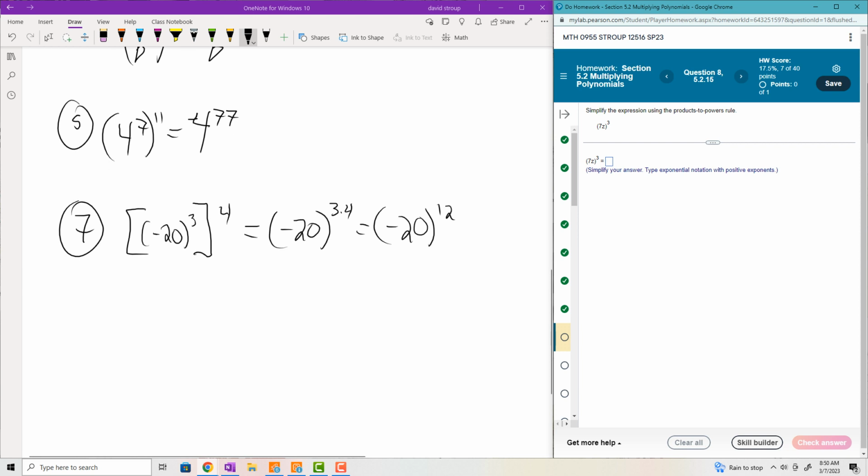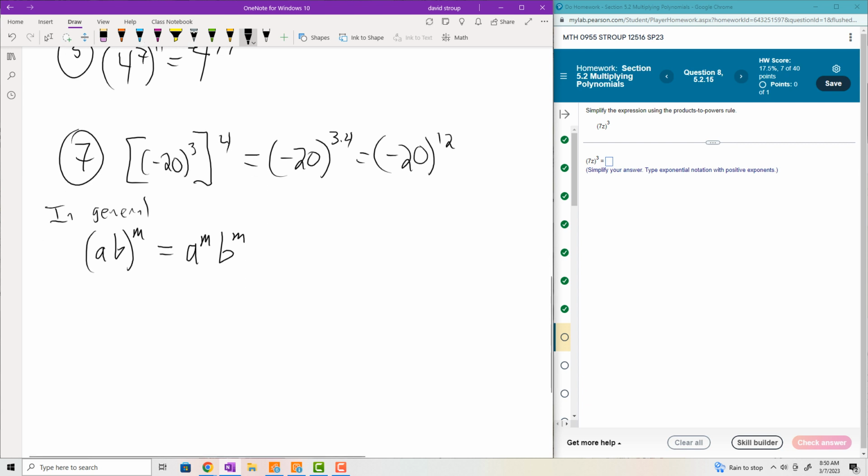Okay, and now we get another rule. So this rule says if you have a product raised to a power, in general, the rule is you can raise each individual term to that power. So you'd have a to the m and then b to the m.